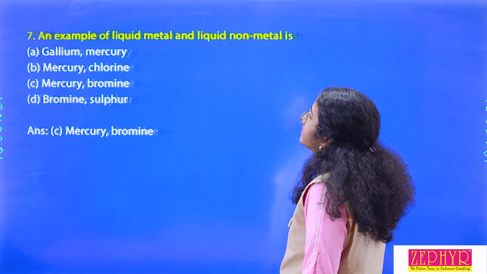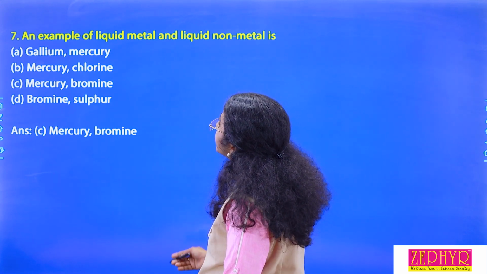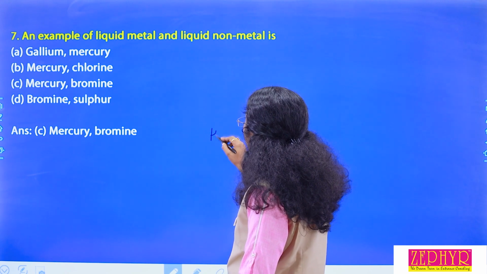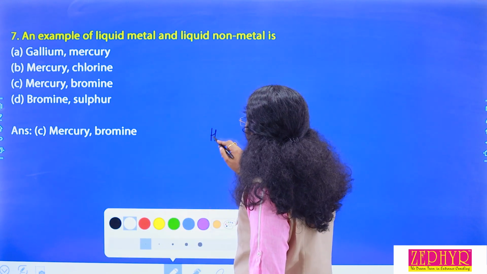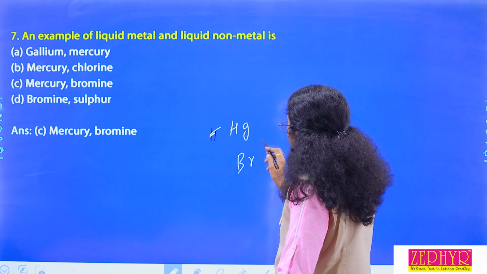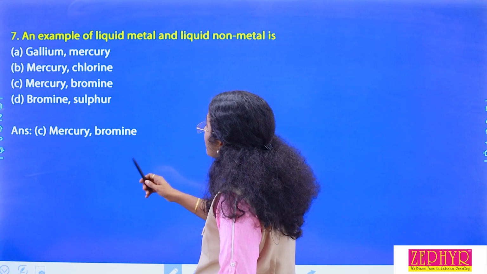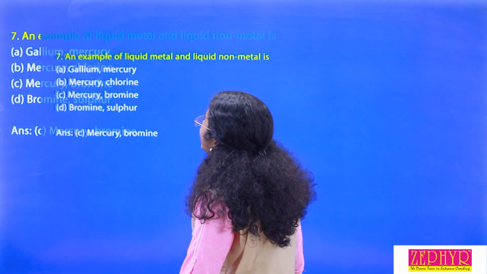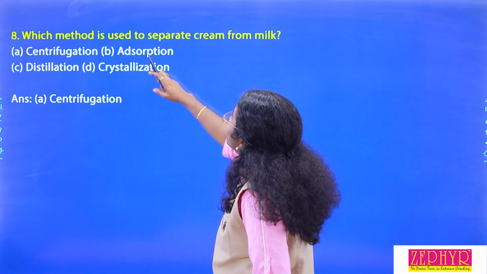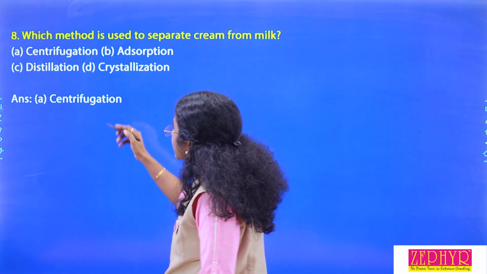Then next, an example of liquid metal and liquid non-metal. One of the liquid metals is mercury, the symbol is Hg, and the liquid non-metal is bromine.